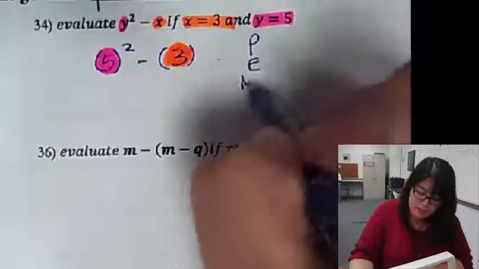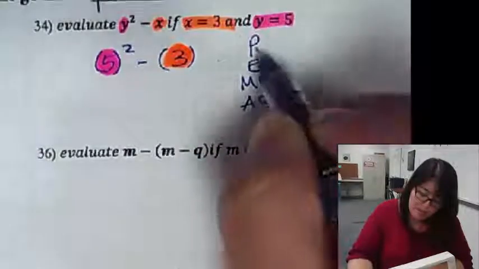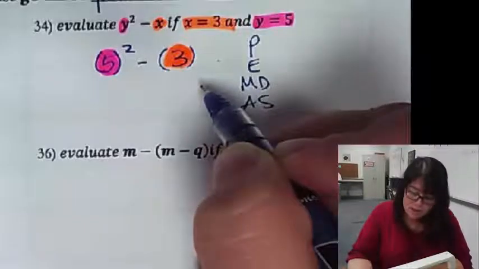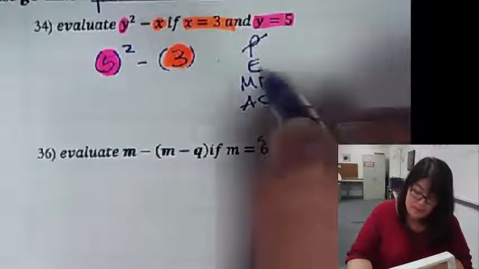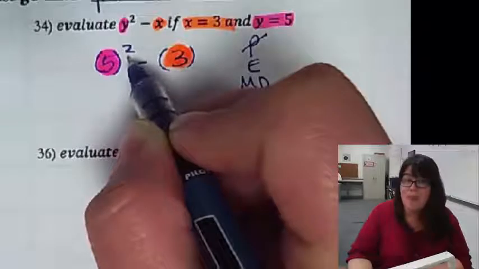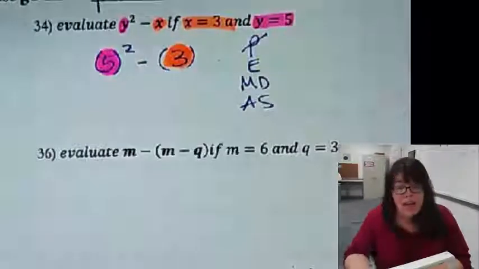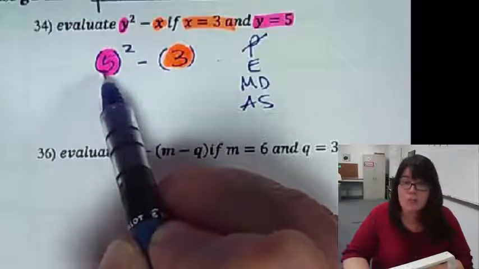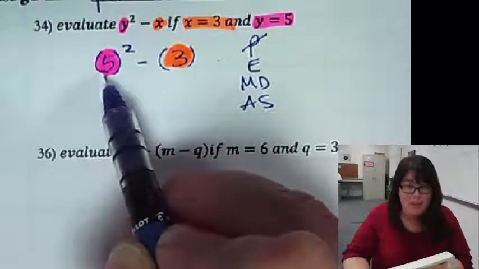Now, following my order of operations, parentheses. There's nothing inside parentheses that I need to do. So I'm done there. Exponents. I've got an exponent right here. Remember what exponents mean. Exponents mean you're going to take your base, in this case 5, and you're going to multiply it times itself. How many times?